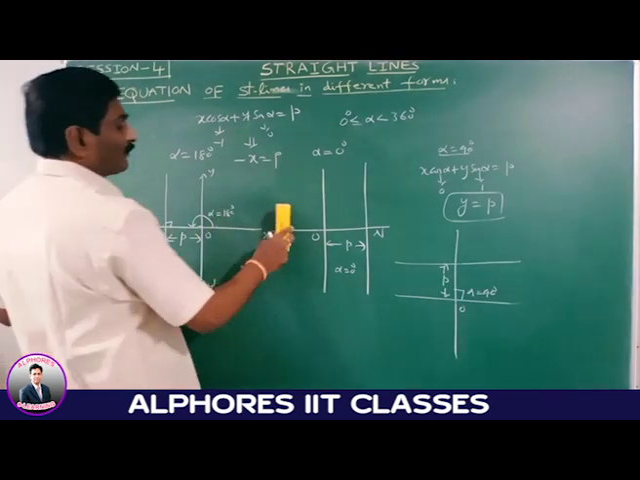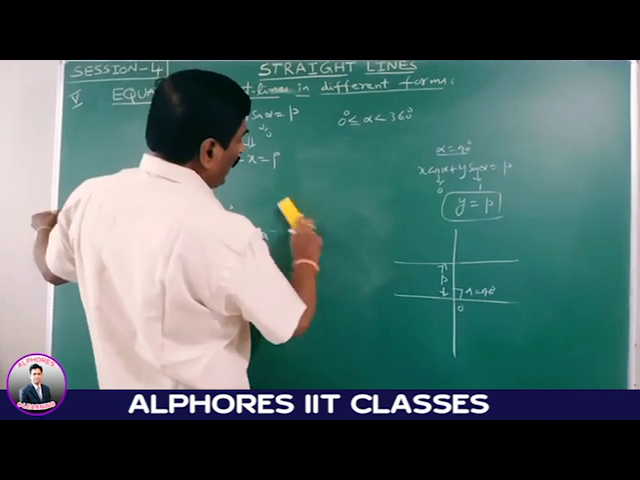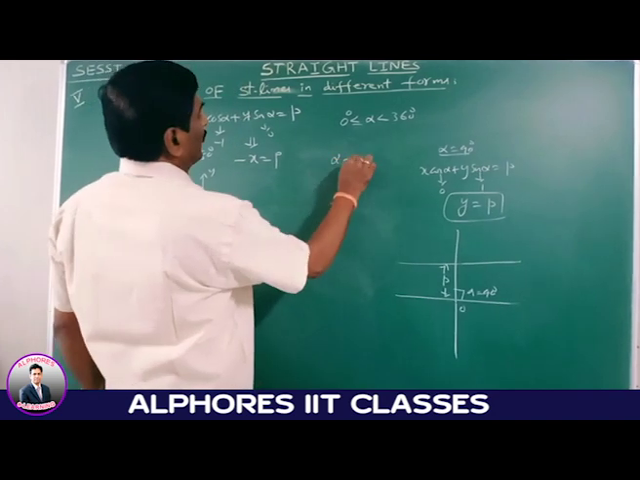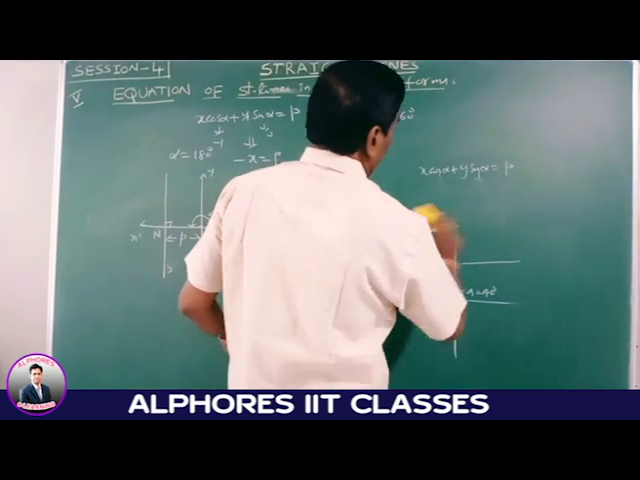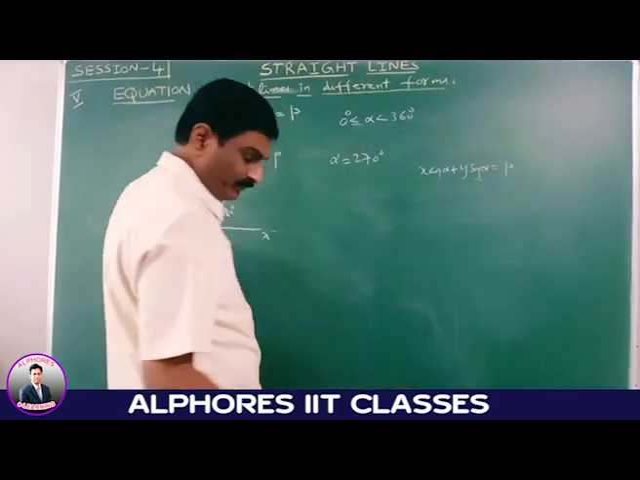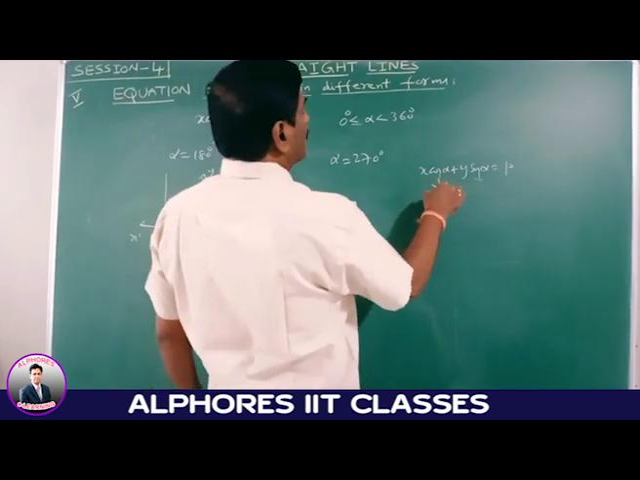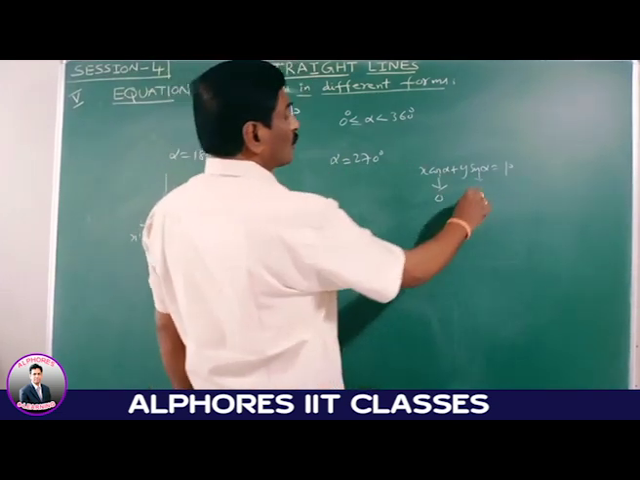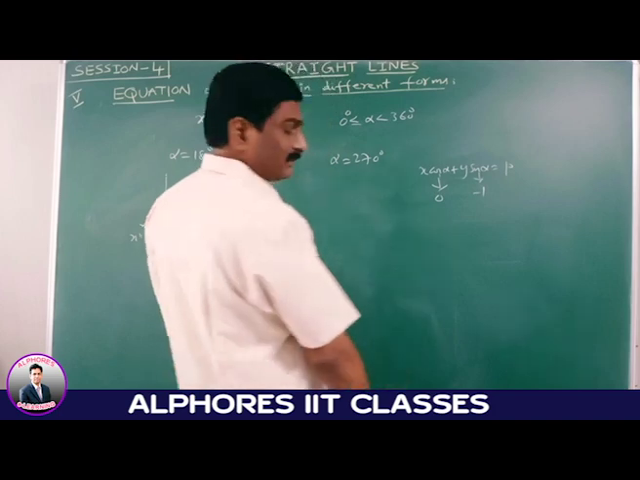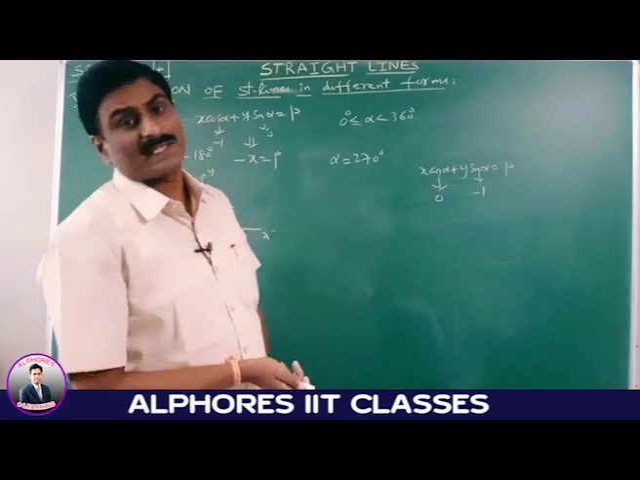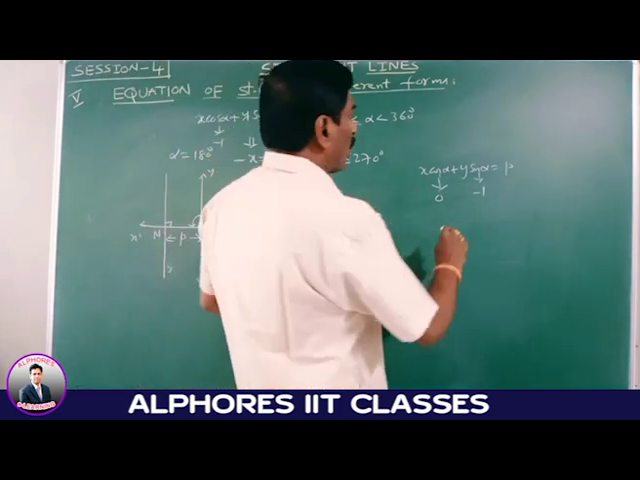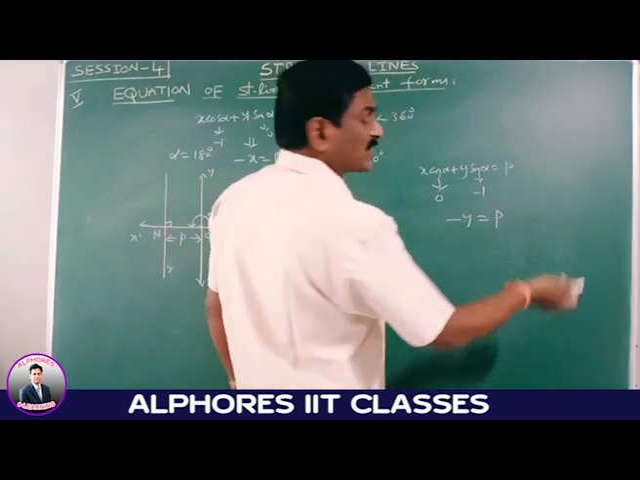Similarly, if alpha is equal to 270 degrees, cos 270 means this value is 0. Sin 270 means minus 1. Sin 270 means sin of 180 plus 90, that is equal to minus sin 90, that value is minus 1. So, minus y is equal to p. That means y is equal to minus p.